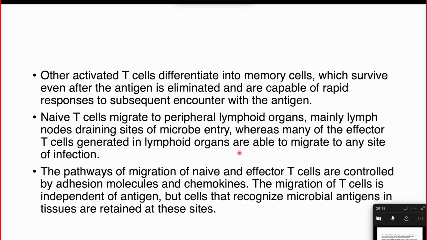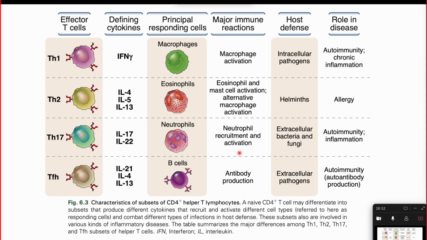The pathways of migration of naive and effector T cells are controlled by adhesion molecules and chemokines. The migration of T cells is independent of antigen, but cells that recognize microbial antigen in tissues are retained at these sites. So these are the basic characteristics of subsets of CD4 positive helper T lymphocytes.